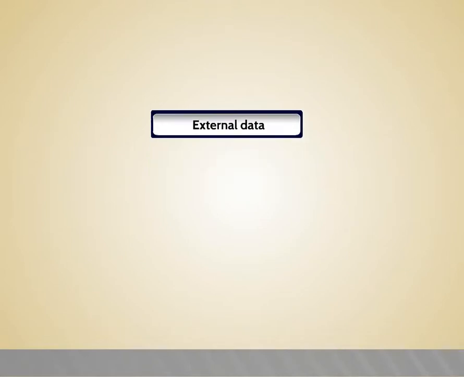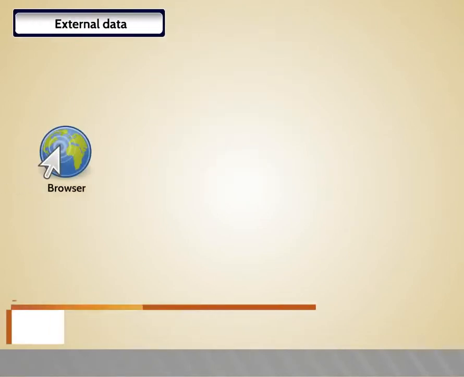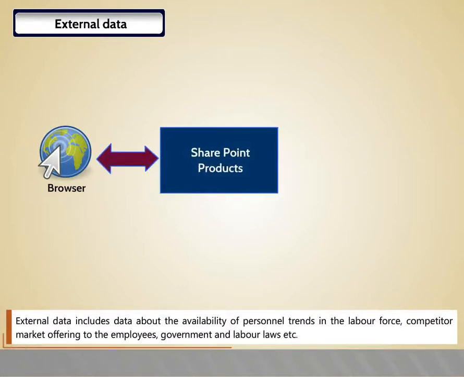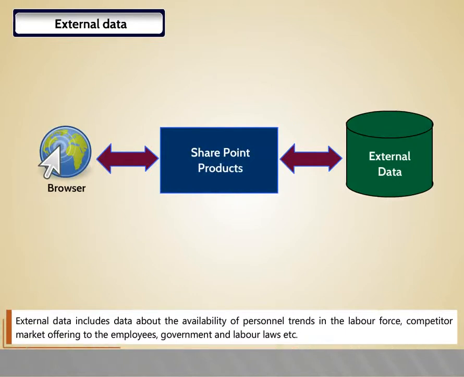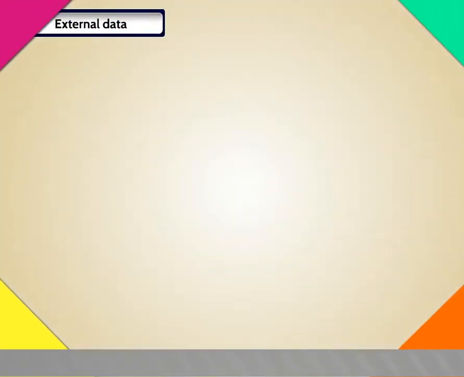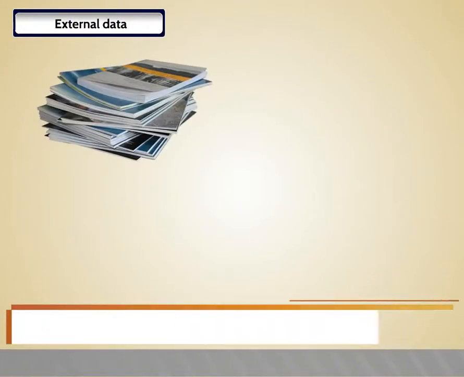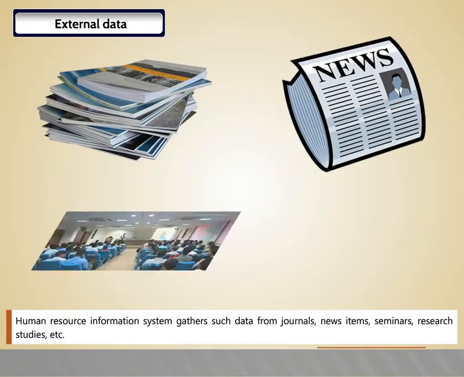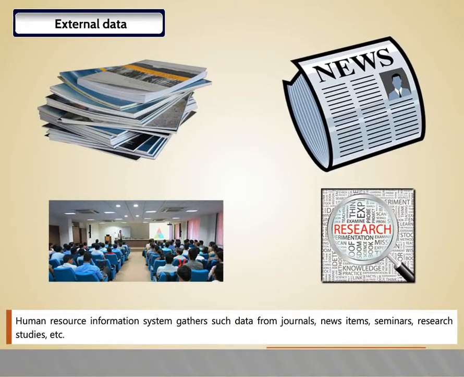External data. External data includes data about the availability of personnel, trends in the labor force, competitor market offering to the employees, government and labor laws, etc. The human resource information system gathers such data from journals, news items, seminars, research studies, etc.